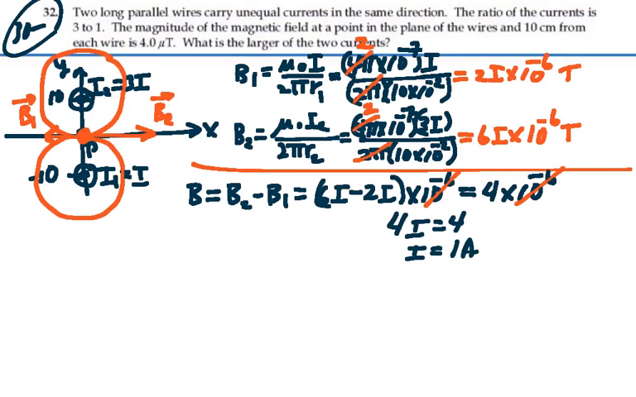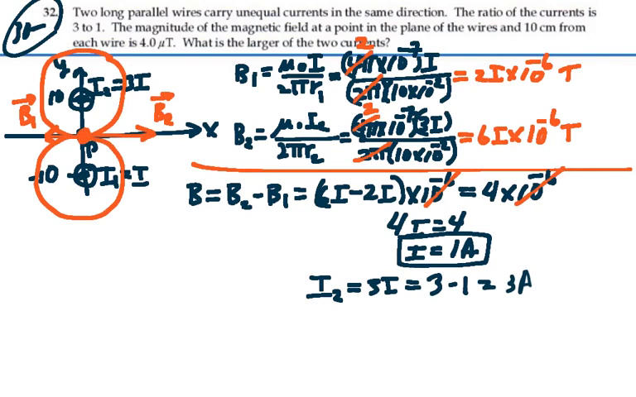That's nice to know. That is the smaller of our two currents. I2 is the larger of our two currents, and that is equal to 3I by definition. So that is 3 times 1, or 3 amps. So the larger of our two currents in this problem is I2, which is 3 amps.